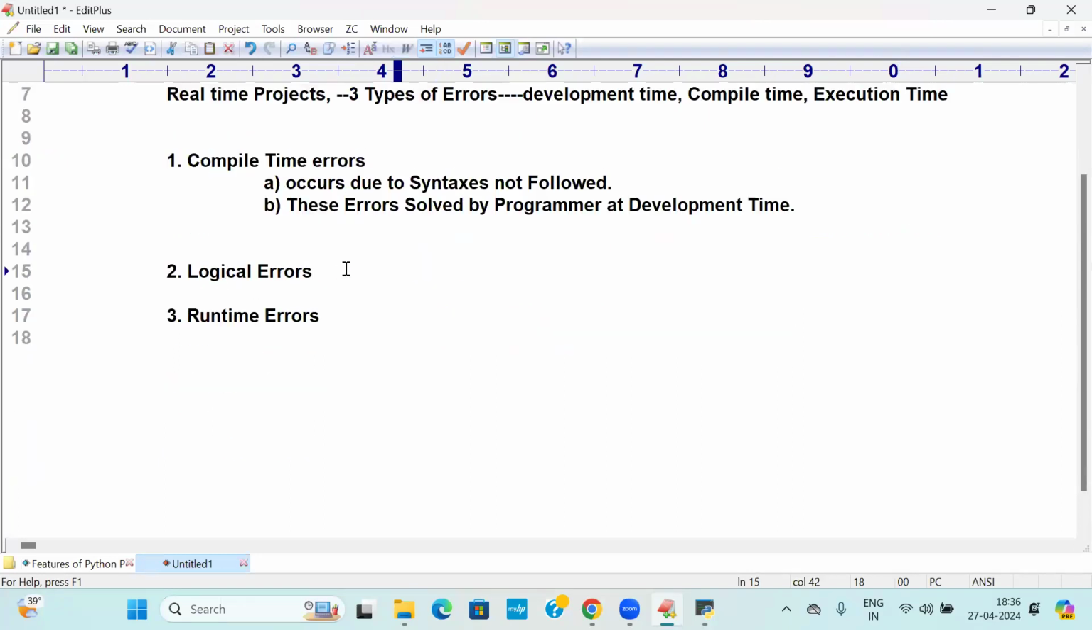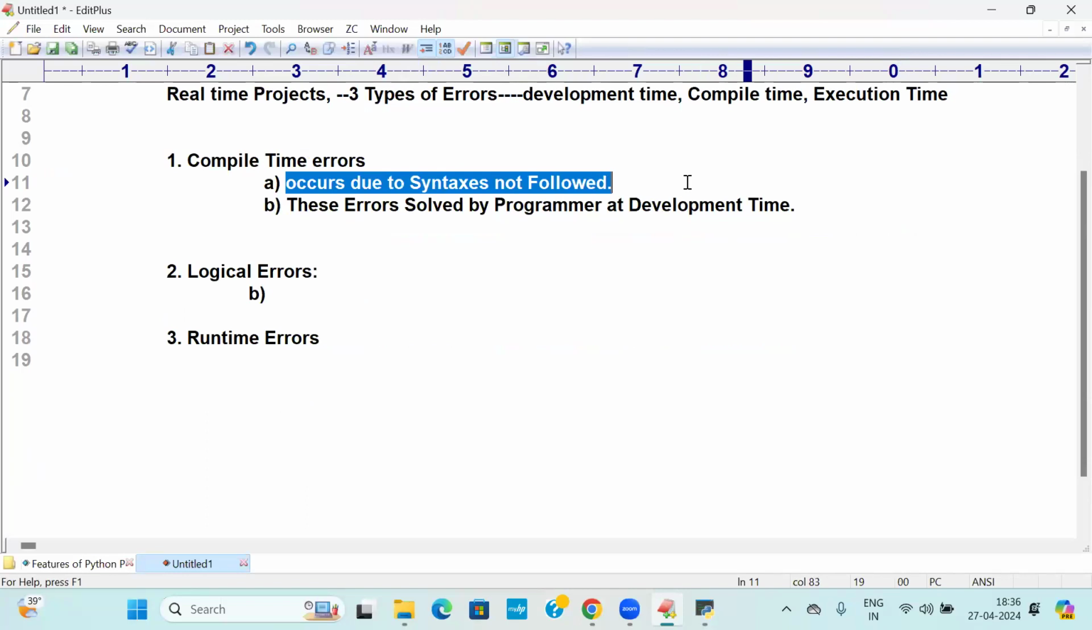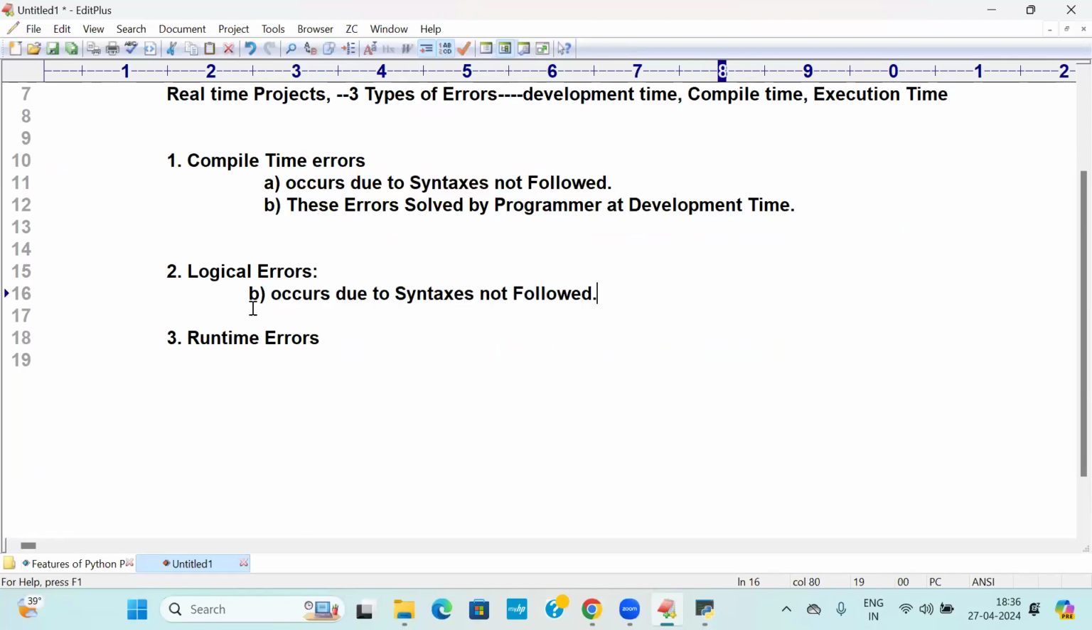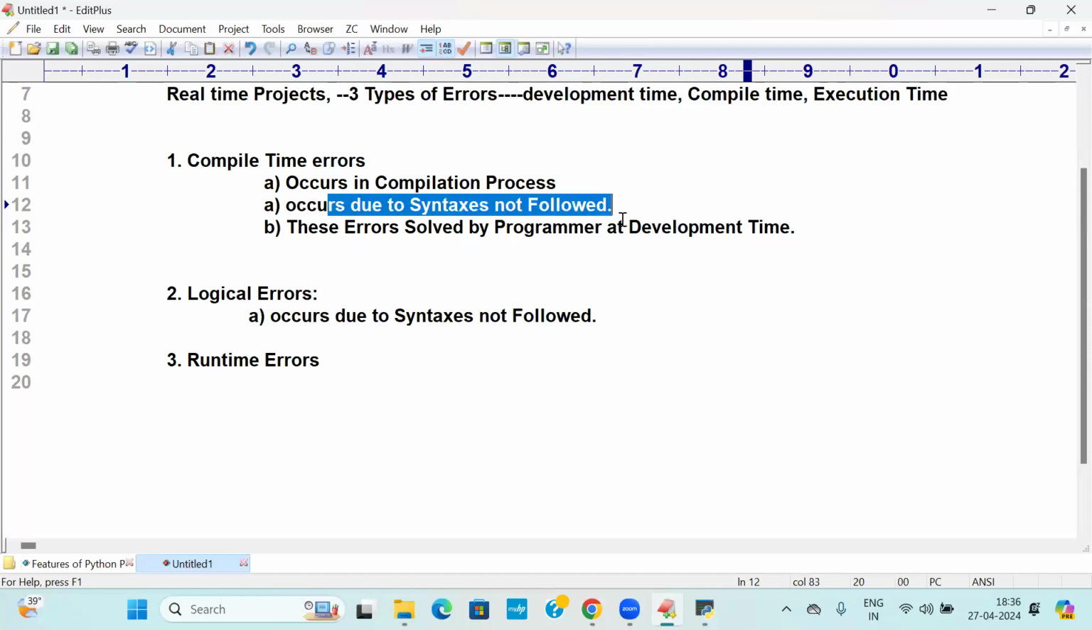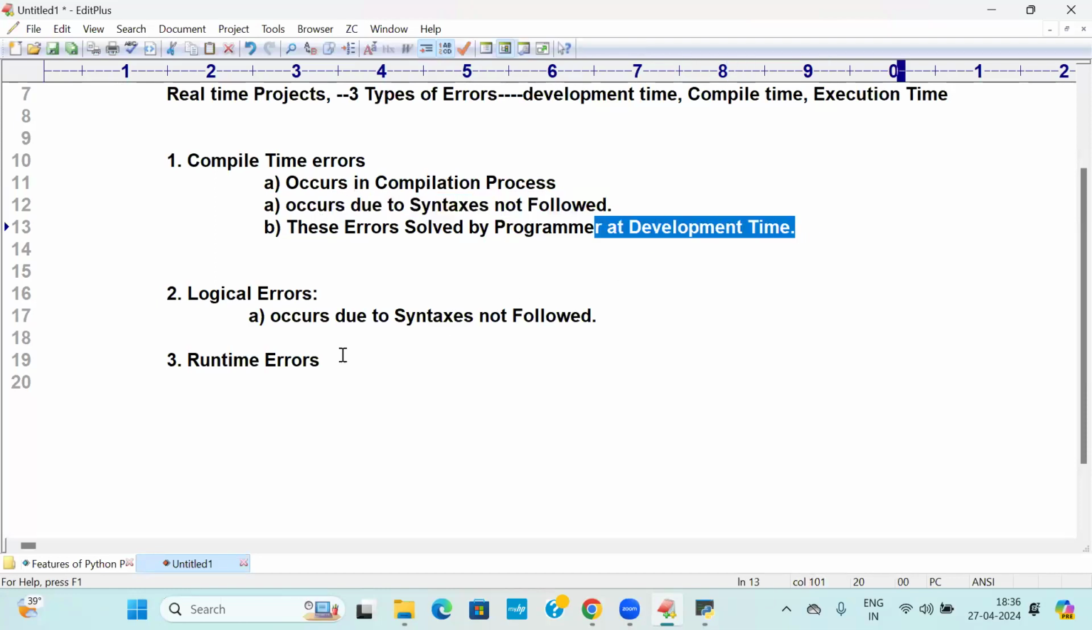Coming to the next, logical errors. Why do these errors occur? First of all, if you want it in detail, I will write it. The compile time error occurs in the compilation process. I want to write this so that it will be more clear. Why are these occurring? Due to syntax not being followed. Solved by you at development time.